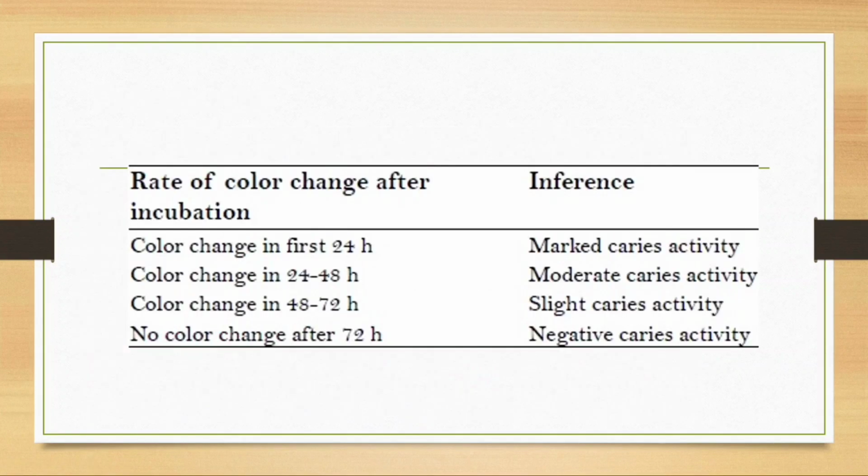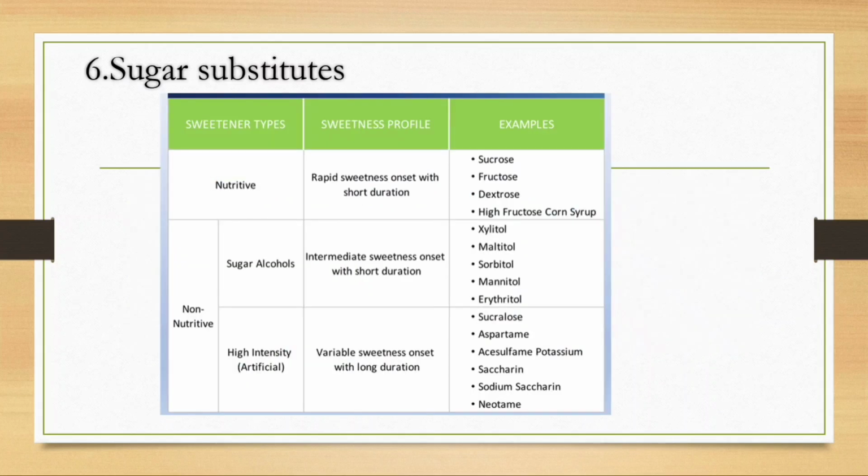So when the color change happens within 24 hours, there is high caries activity, that is marked caries activity. Within 2 days, that is 1 to 2 days, moderate. 2 to 3 days, that is slight caries. If no color change happens after 72 hours or 3 days, the person's saliva is negatively caries active.